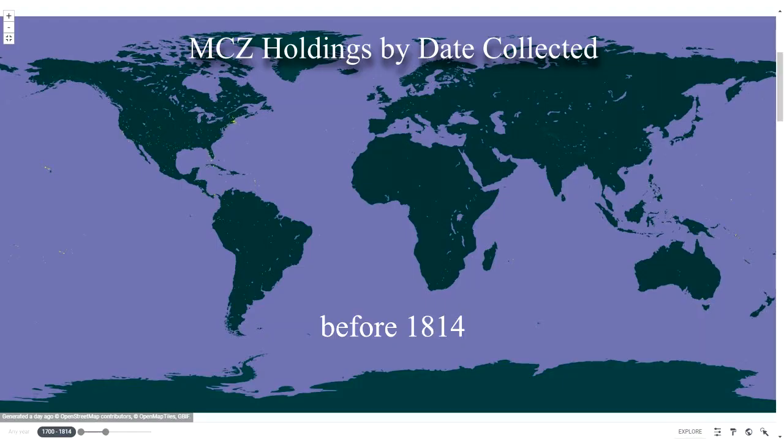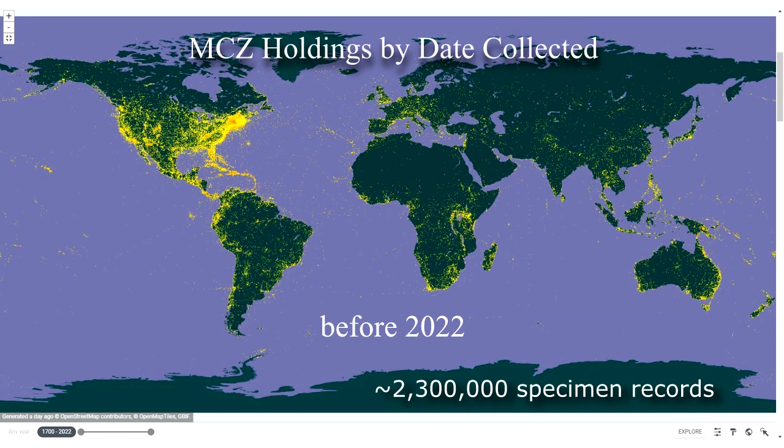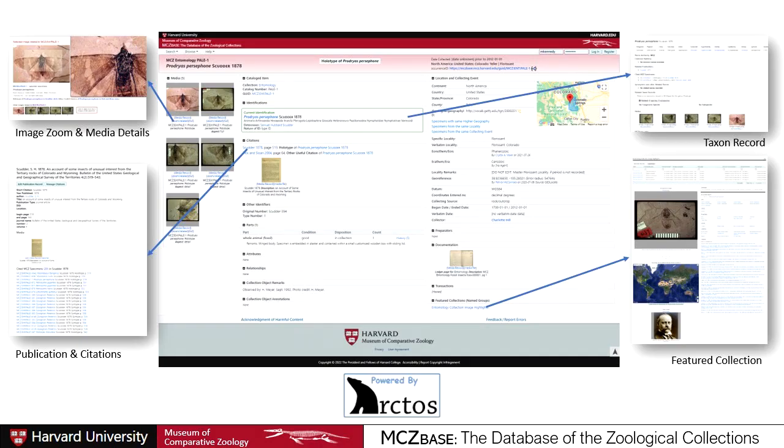MCZbase is the collection management system at the Museum of Comparative Zoology. It's home to over 2 million cataloged items, representing almost 8 million specimens collected from across the globe. MCZbase is an independent instance of the Arctos platform that offers a suite of tools for linking, displaying, and managing our natural science collections data.